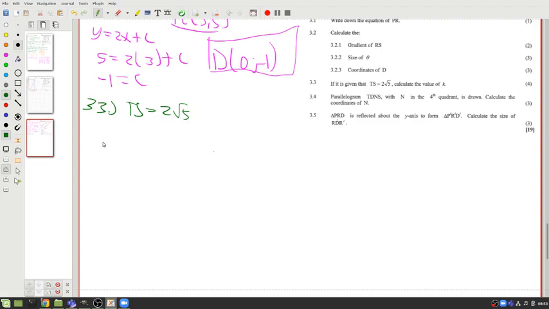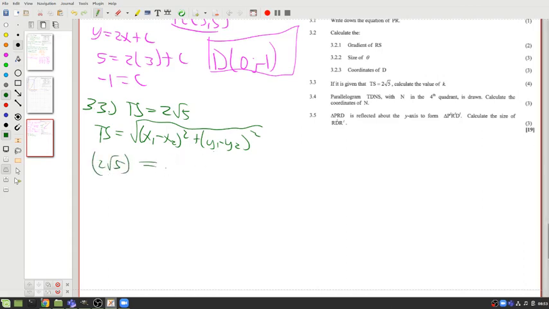So I'm going to say TS equals, and the formula, I'm just going to write on the formula for all of you to see what the formula is. So it's the difference between the x values squared plus the difference between the y values squared. Alright, now TS we know is 2 square root 5. 2 square root 5 equals, and then we can plug in the values here.